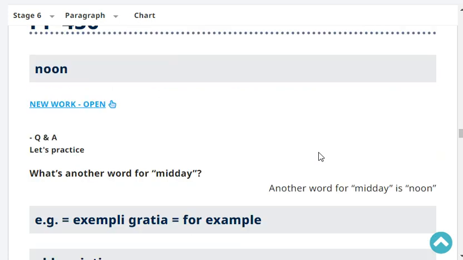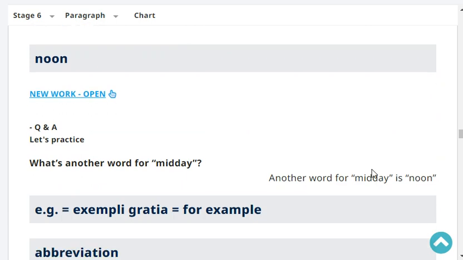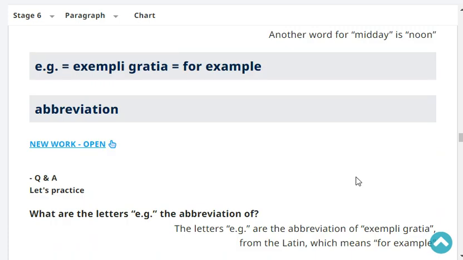Okay. What's another word for midday? Another word for midday is noon. Very good.